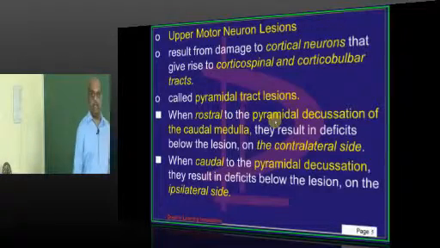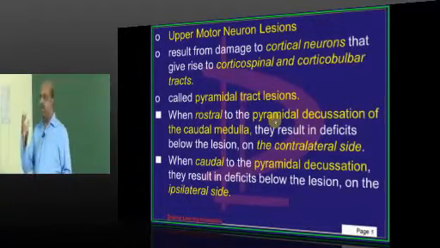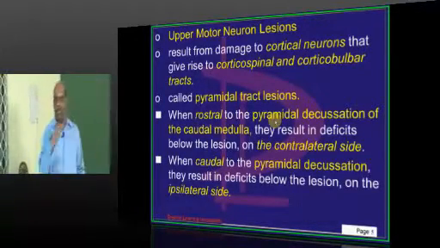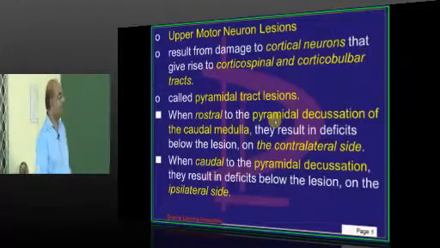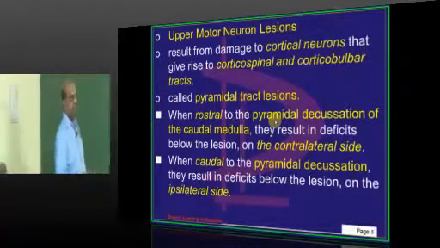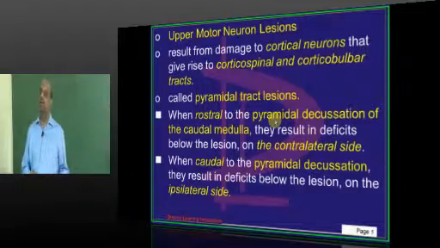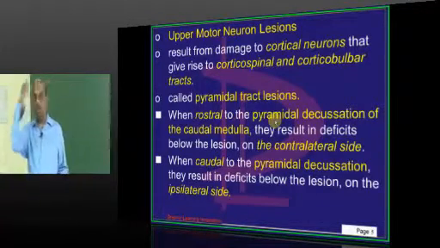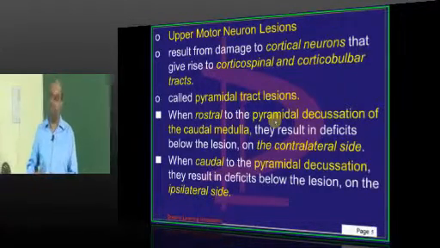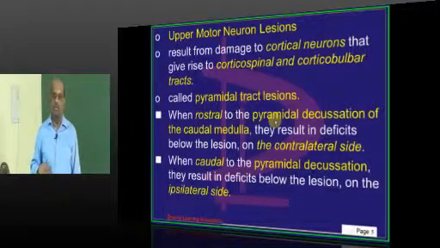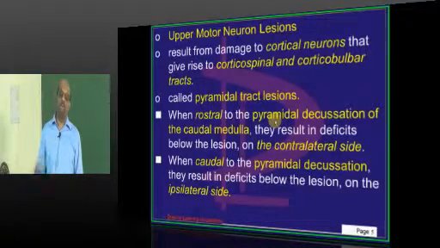Then what is a UMN lesion? Any lesion which is affecting the corticospinal or the corticobulbar fibers becomes UMN. Normally, the cerebral cortex, what will it do to the anterior horn cell? It will do what parents will do to their children.